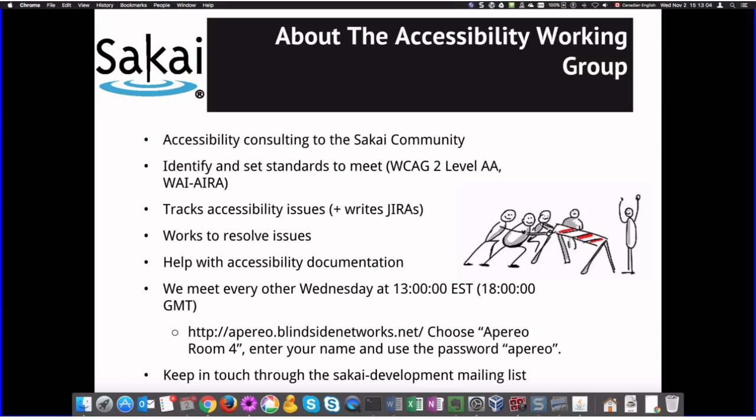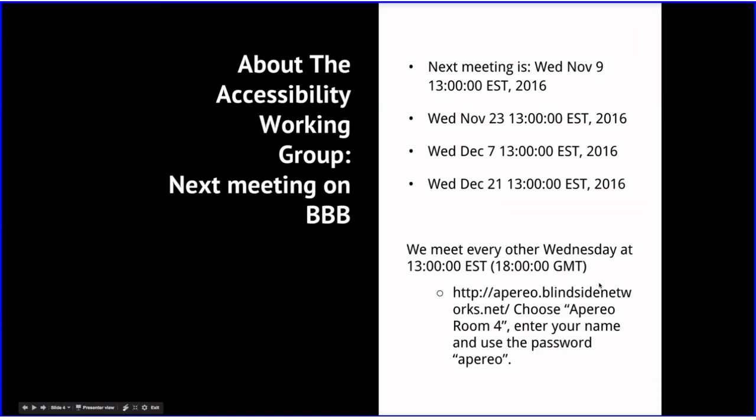So our working group tracks accessibility issues, writes out JIRAs, which is Sakai's kind of bug tracker and issue tracker. We work to resolve issues as we can and help with the accessibility documentation. We meet every other Wednesday at 1 o'clock Eastern, and we meet through BigBlueButton in Perio's room 4. Oh, and we use the Sakai Dev mailing list to keep in touch. Our next meeting is actually November 9th at 1 o'clock Eastern, and then there are our next 3 after that for the rest of the calendar year.